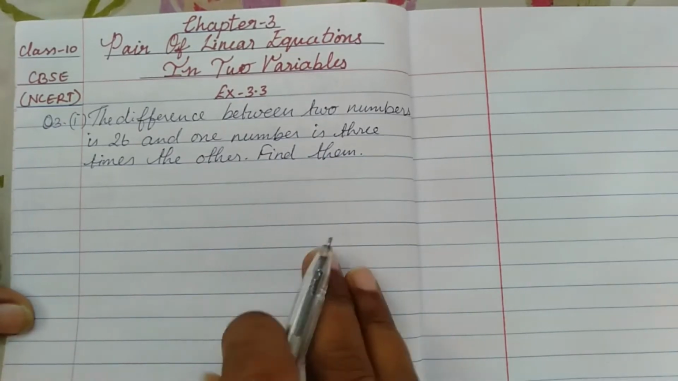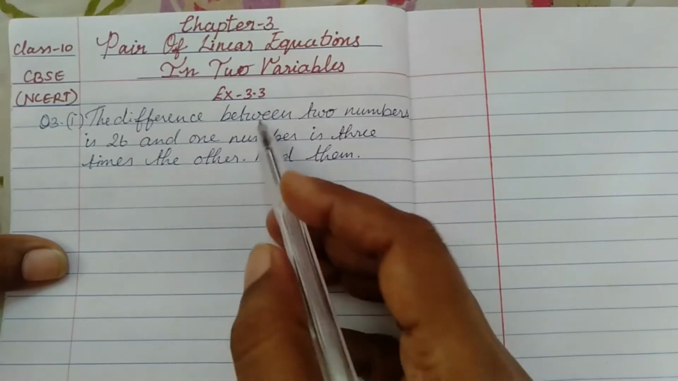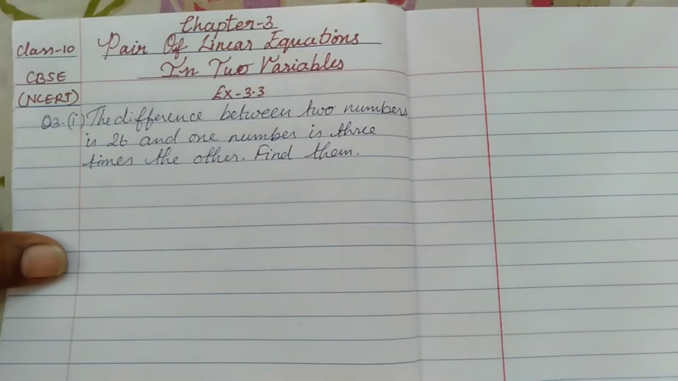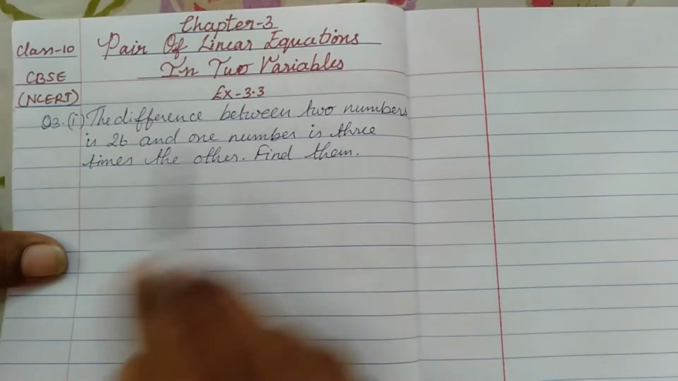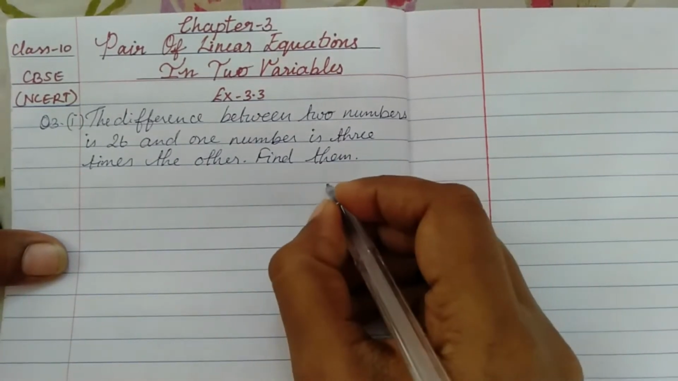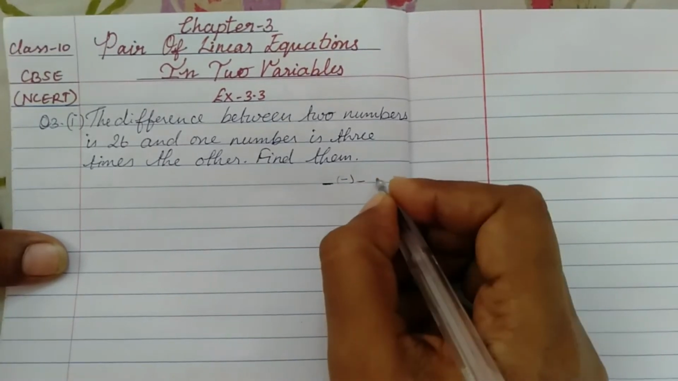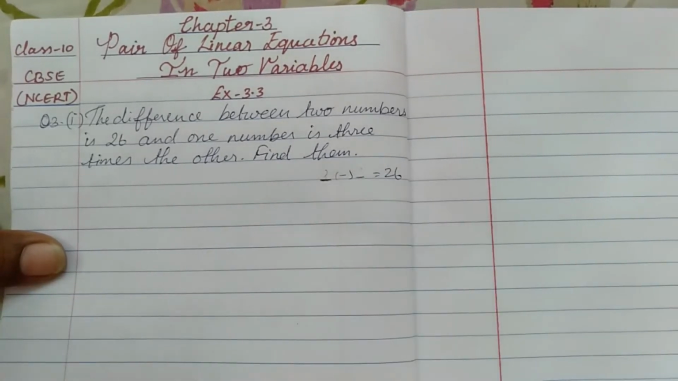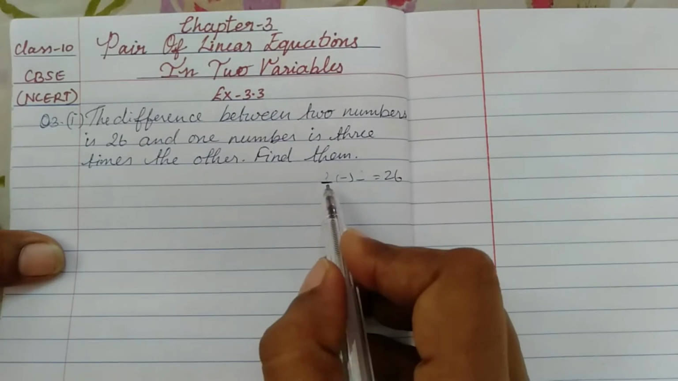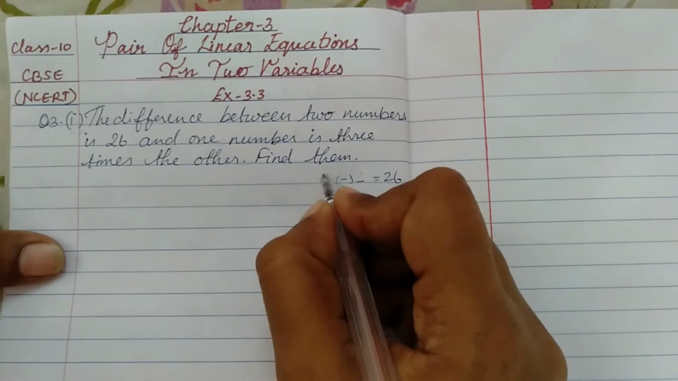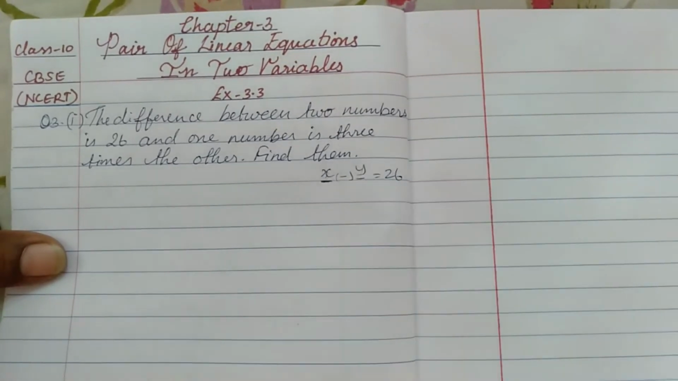Find them. Here we have the hints for two equations to be formed. The first hint is that the difference between two numbers is 26 and the next one is one number is 3 times the other. Okay, so let's assume the difference between two numbers, dash minus dash is equal to 26. Here you have some number and here you have some number. So some number minus some number will be 26. So here let's name this number as x and this one as y. x minus y is equal to 26.